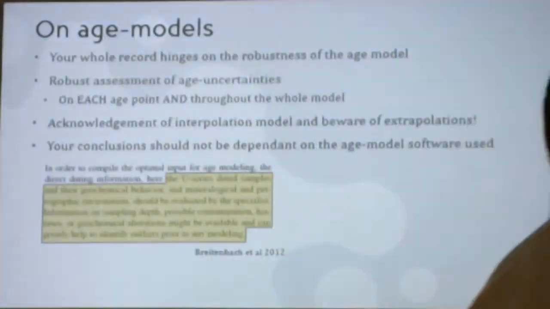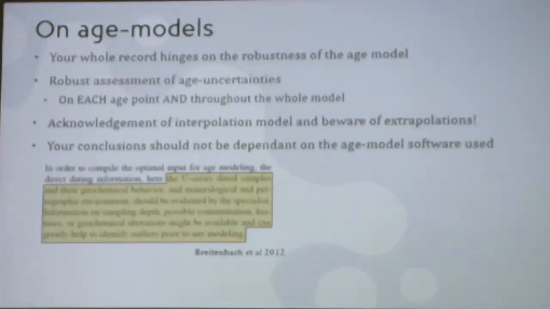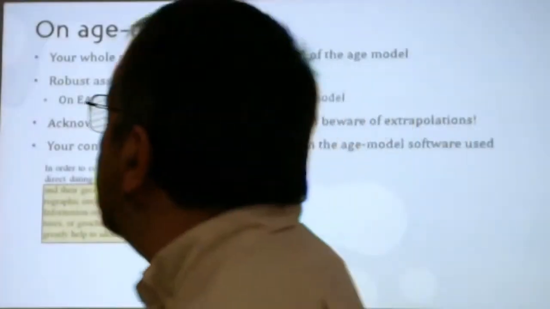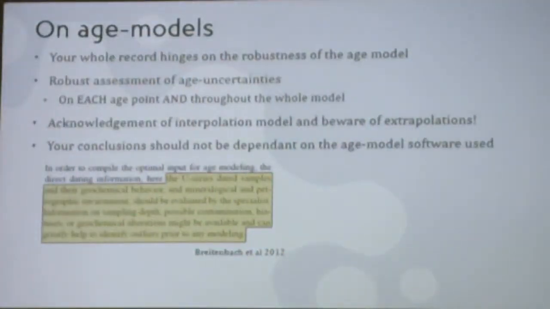The other very important thing is something that Sebastian Breitenbach put in his paper: the use of these data samples and their geochemical behavior, the mineralogical and petrographic environment should be evaluated by the specialist. Information on sampling depth, possible contamination, hiatuses, geochemical alterations might be available and can greatly help identify outliers prior to modeling. So it's very important. You have to consider everything that you see in the stalagmite before jumping into the wrong conclusions.